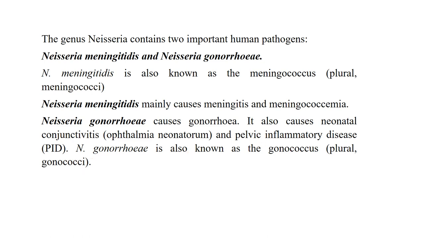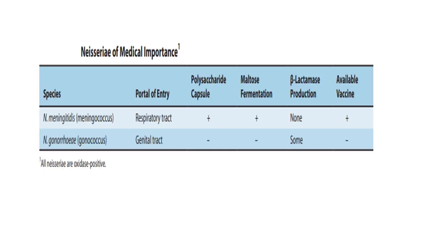So the important species of Neisseria are Neisseria meningitidis and Neisseria gonorrhea. What does Neisseria meningitidis cause? It causes meningitis along with meningococcemia. Whereas Neisseria gonorrhea causes different infections, mainly gonorrhea, ophthalmia neonatorum, and PID, pelvic inflammatory disease. If we look at the general comparison between the two species, Neisseria meningitidis is also called the meningococcus, and Neisseria gonorrhea is also called the gonococcus.